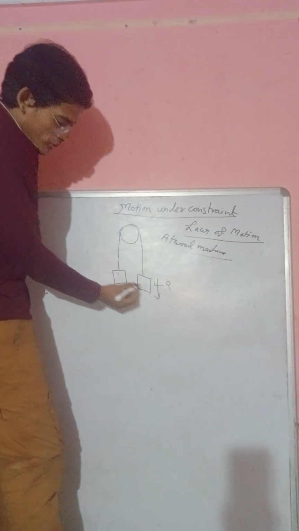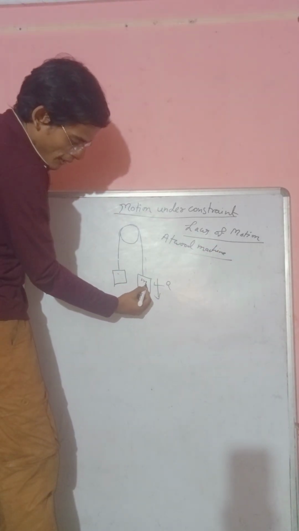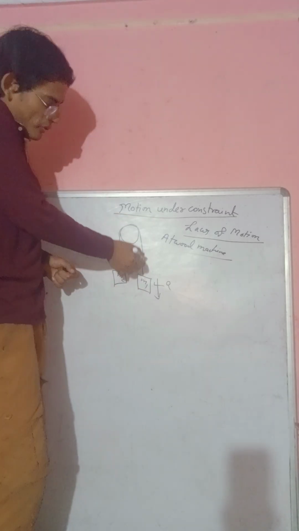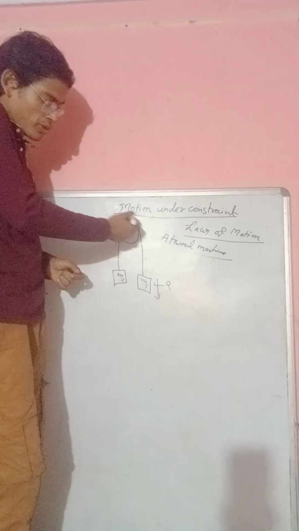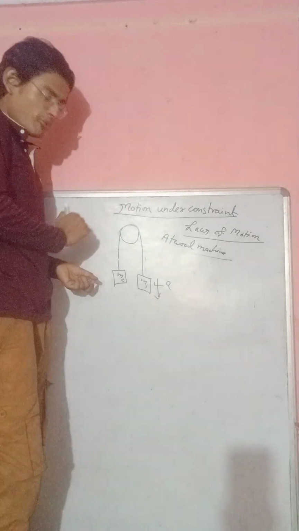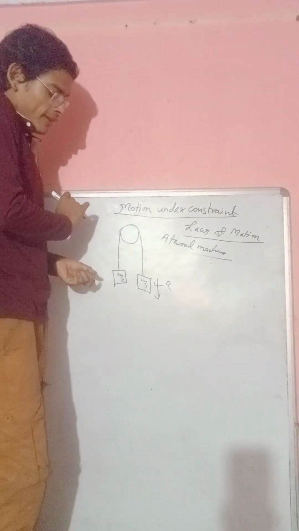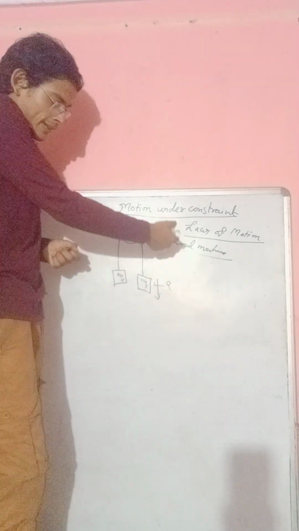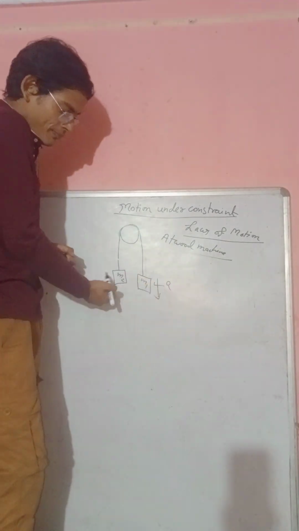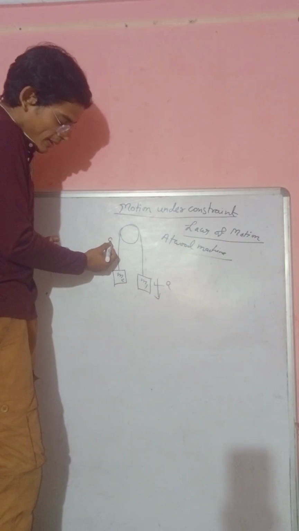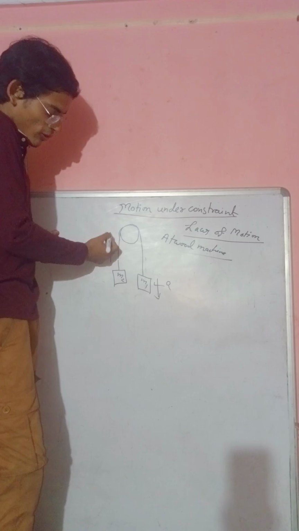It basically contains two masses, M1 and M2 blocks, which are connected to a rope or string, and the string is passed over a frictionless pulley. So if we consider that the mass M1 is moving in the downward direction with acceleration a, the other mass will also move in the upward direction with an acceleration a.